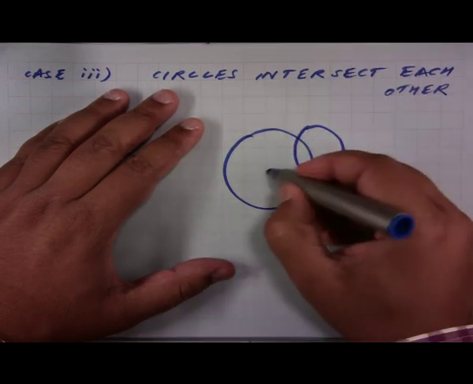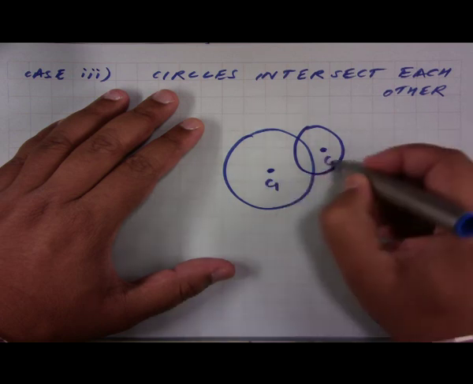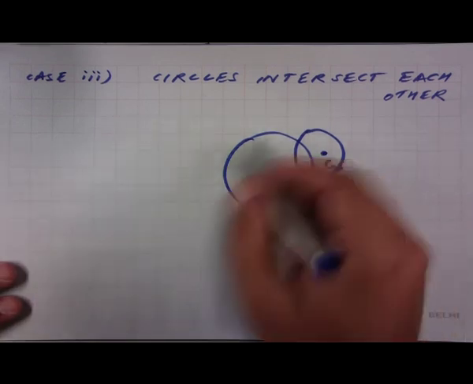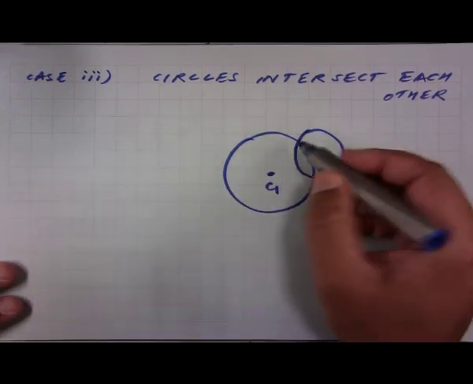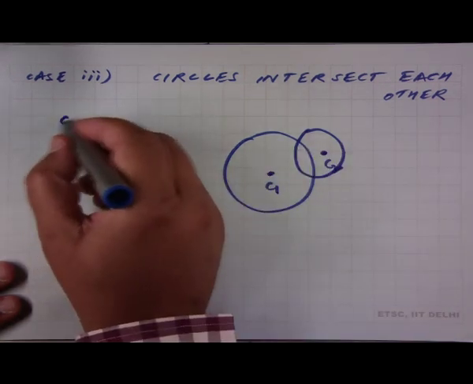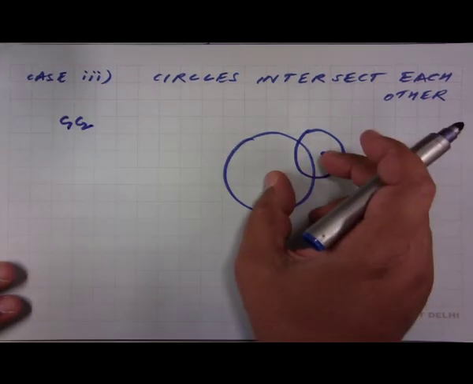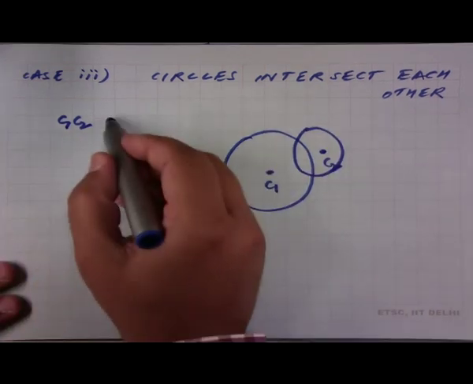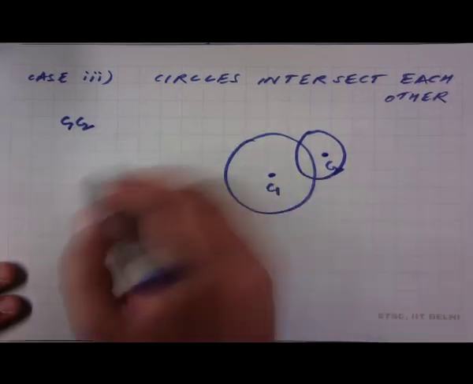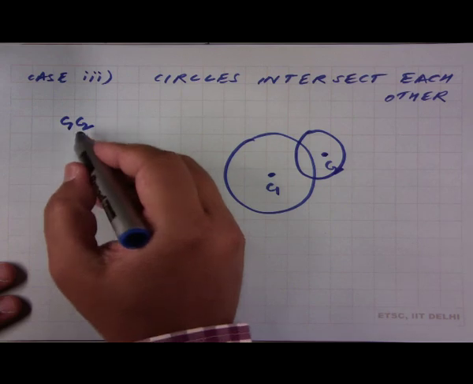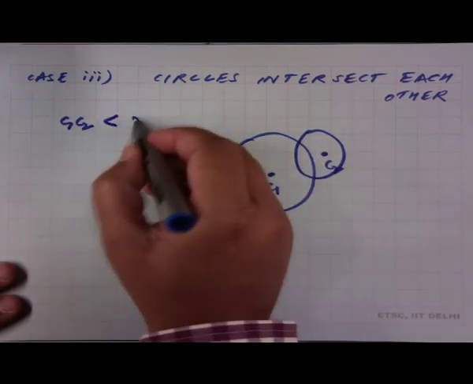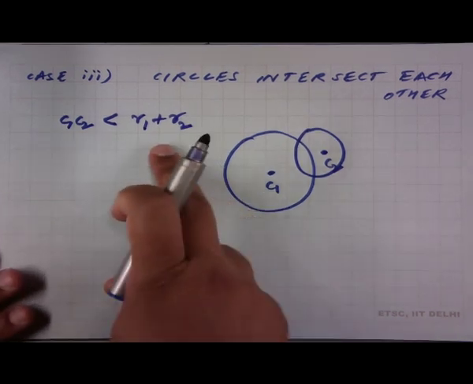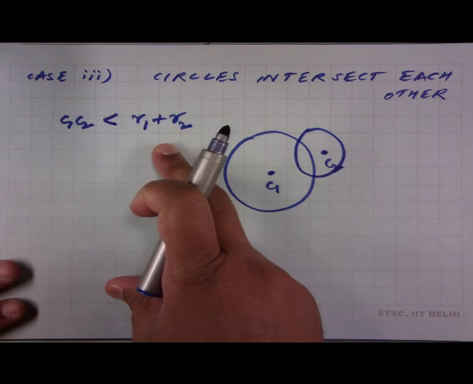If the circles intersect each other, firstly, how do we find out that they are actually intersecting each other? Given the two equations of these two circles, we will find the distance C1 C2, the distance between the two centers, and we will also find the radii of the circles. So, if C1 C2 is less than R1 plus R2, then it is clear that it is neither case 1 nor case 2.